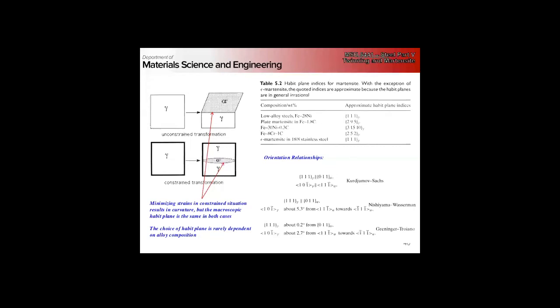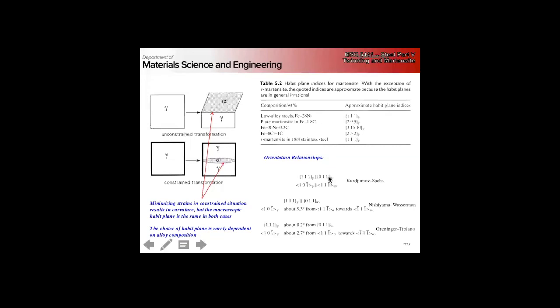Nishiyama-Wasserman, and then for everything in between, it all gets lumped into what's called Greninger-Troiano, but that's really not a well-defined orientation relationship, right? And remember the habit plane of this changes as we increase our carbon and alloy content. We start out at 111, right? Go to 252, and then to 259 type planes.